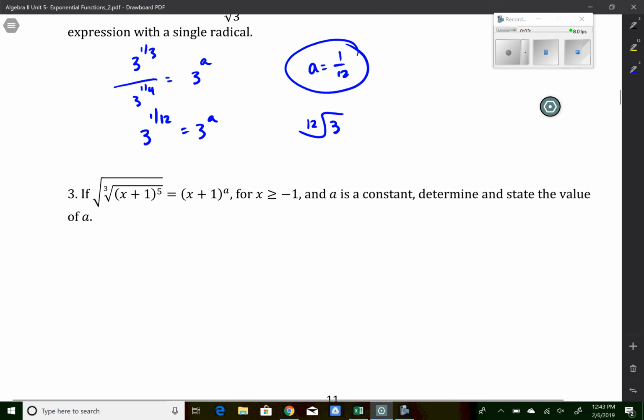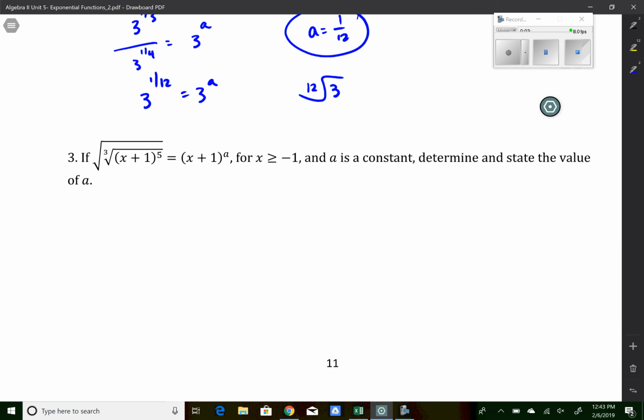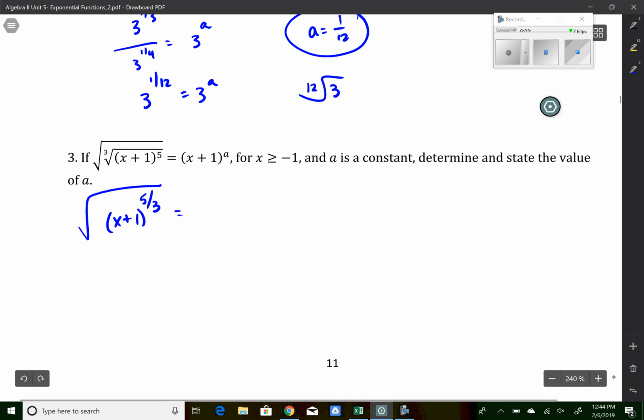Number 3 is an interesting question because we have two different radicals, a square root and a cube root, all acting on the same expression. So working inside out, I would take x plus 1 to the 5th power. And because it's a cube root, I'm going to make this exponent over root, so I'm going to make this to the 5/3 power, all underneath a square root. So all I did there was change the cube root to be a power.